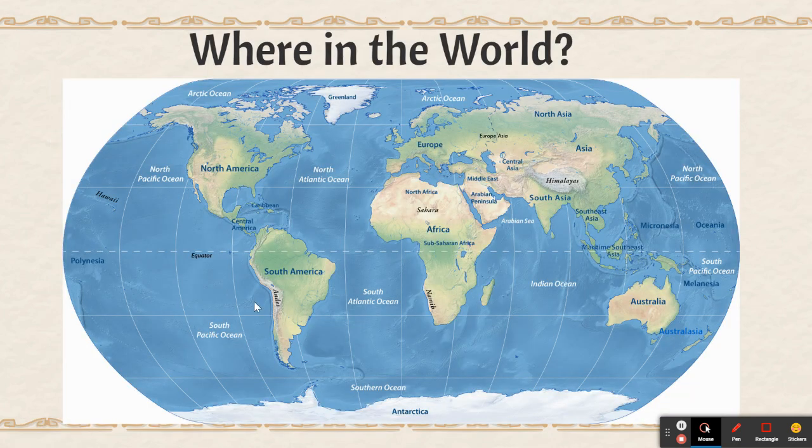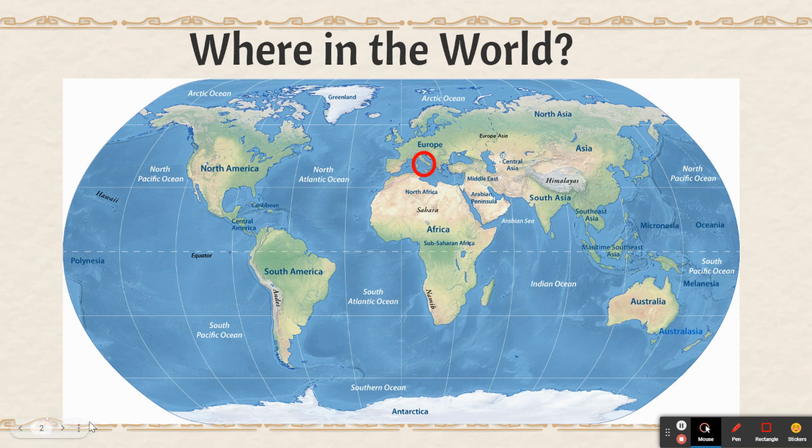All right, so where in the world is Rome? Well, it's on the peninsula of Italy. So if we look at our world map, that's right here. It's just in southern Europe, and that's where it's located in the world.